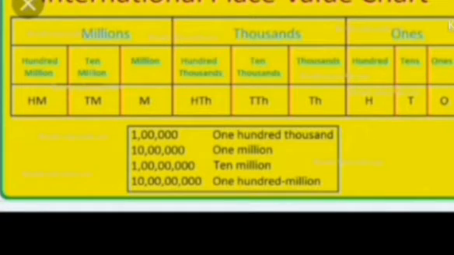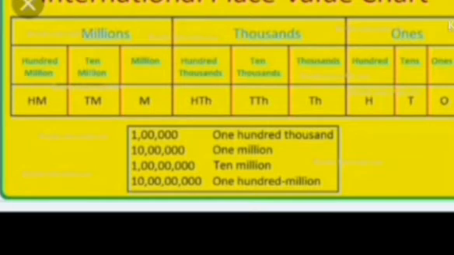International system. See in this chart, here also we have period-wise division: ones period, thousands period, millions period. Instead of lakh and crore we have millions here. If you observe here, in the ones period we have ones, tens, hundreds. Next, in the thousands period, 1,000, 10,000, 100,000s also. In this period we have 3 digits.